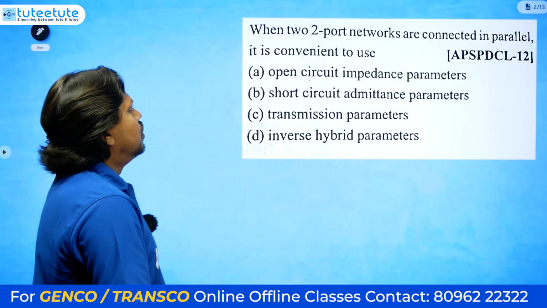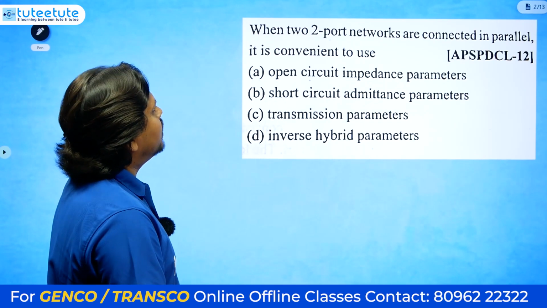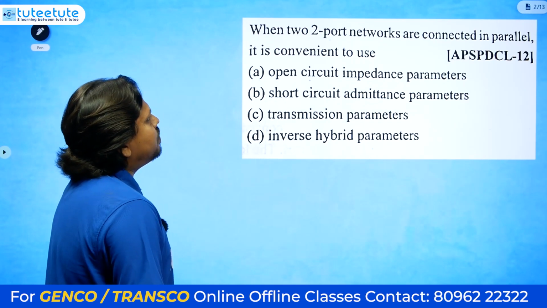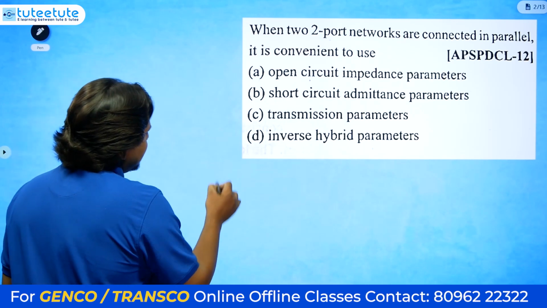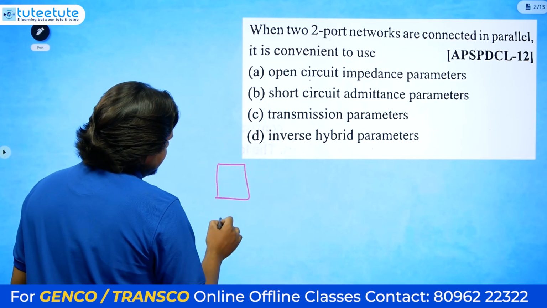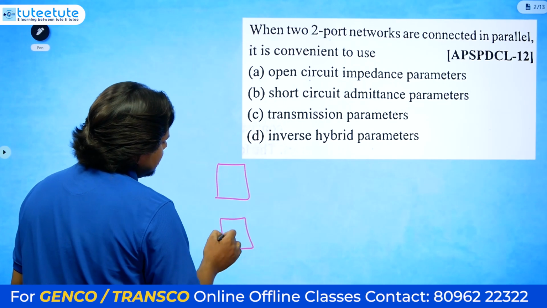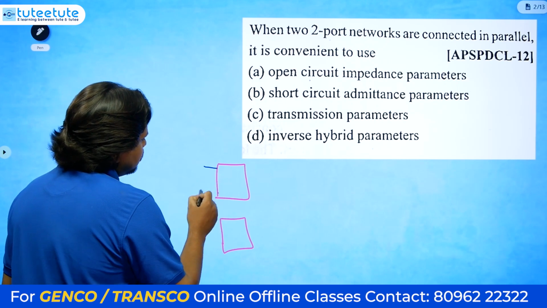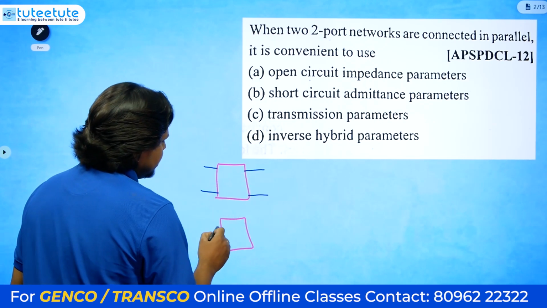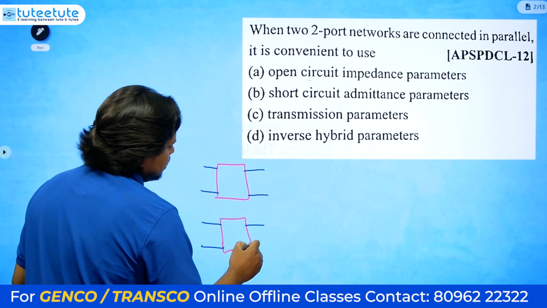The next one: when two-port networks are connected in parallel, it is convenient to use which parameters? Two-port networks connected in parallel. Parallel means this is the first two-port network and this is the second one. How have they connected? For the first two-port network, these are the 4 terminals, and for the second one, these are the 4 terminals.